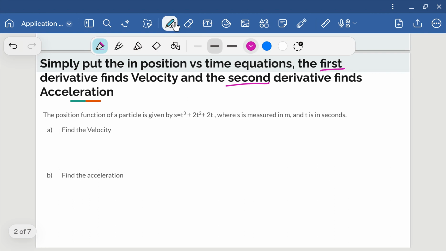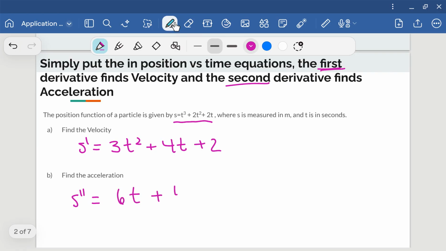So we have a position function. We know that it's given by the equation here. S is measured in meters and time is in seconds. If we want velocity, again, velocity, first derivative. So we take that first derivative just using the power rule. So 3t squared plus 4t plus 2. Then if it's asking for acceleration, you need the second derivative. So take the power rule one more time, 6t plus 4.